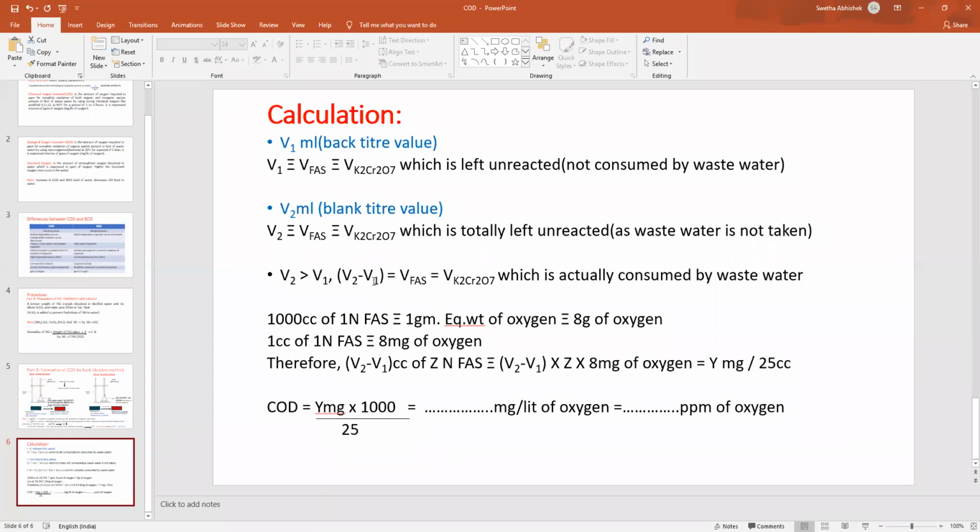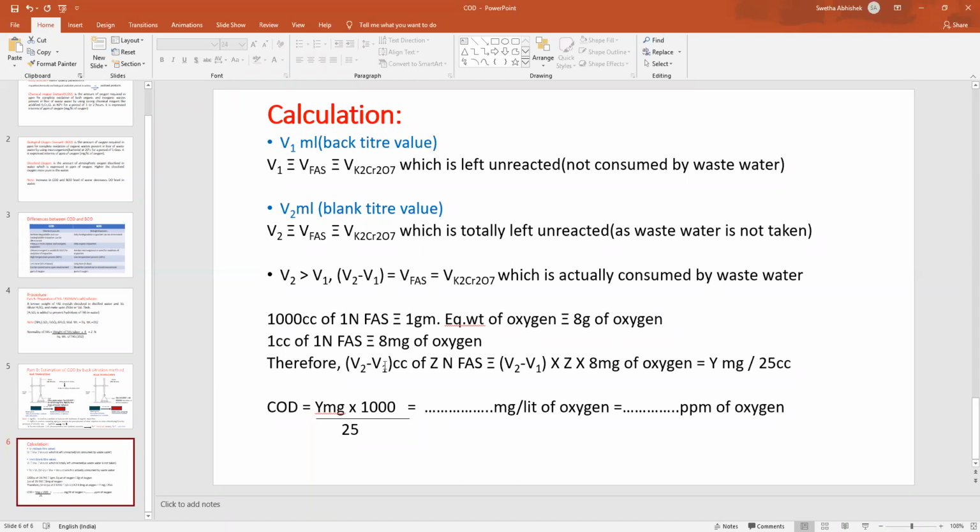So what is the conversion factor used here? 1000 cc of 1 normal FAS. What is normal? Gram equivalent weight of the solute per liter of the solution. So 1000 cc of 1 normal FAS, which is used as a standard solution, is equivalent to 1 gram equivalent weight of oxygen. Since we have taken normality, we should consider the equivalent weight of oxygen, which is 8 gram. So 1000 cc of 1 normal FAS is equivalent to 8 gram of oxygen. Therefore, 1 cc of 1 normal FAS will be equivalent to 8 milligram of oxygen.